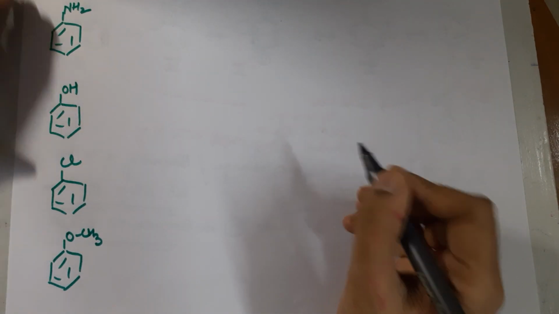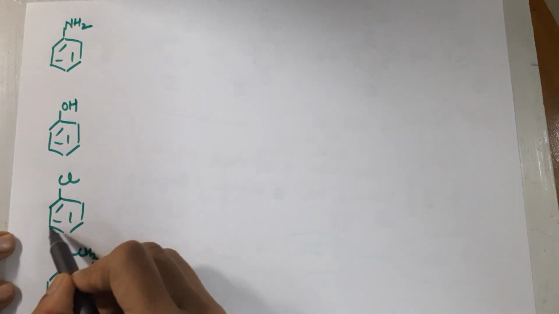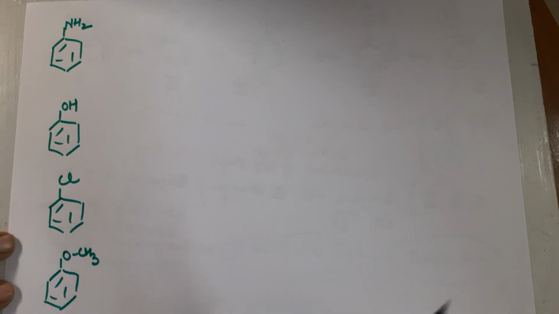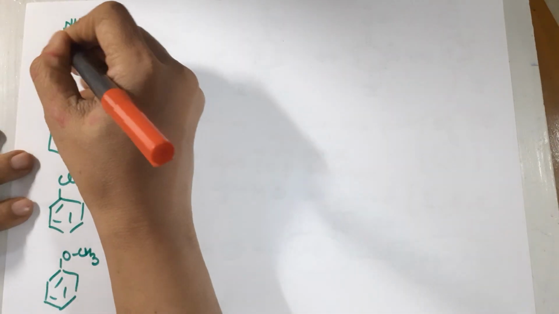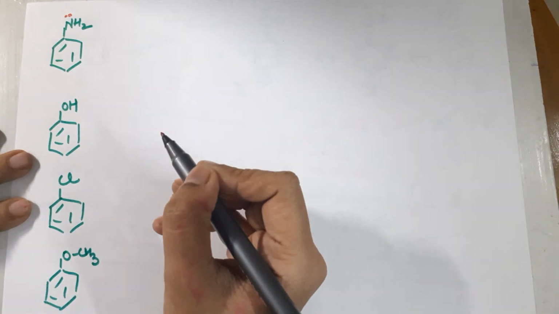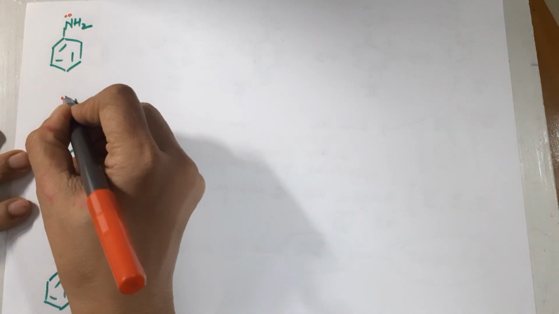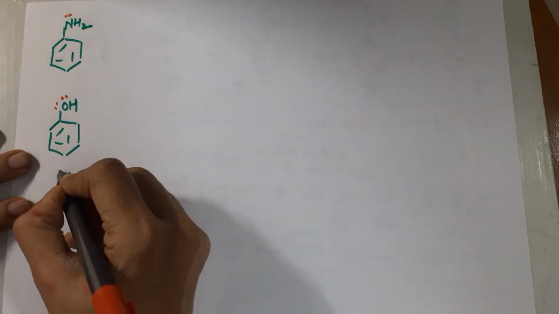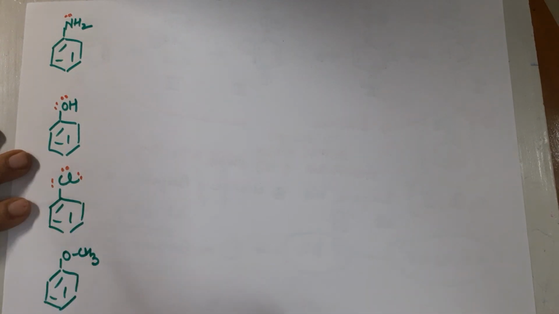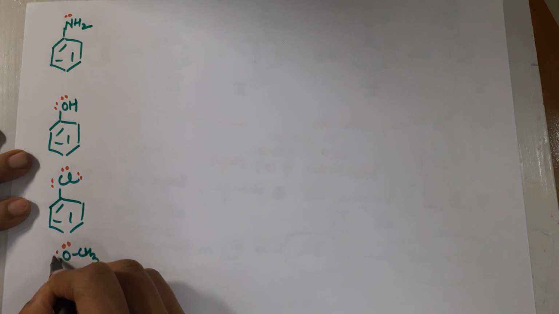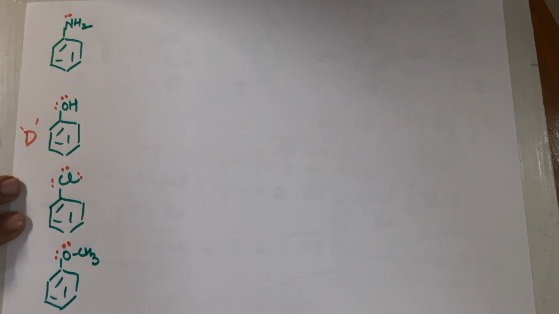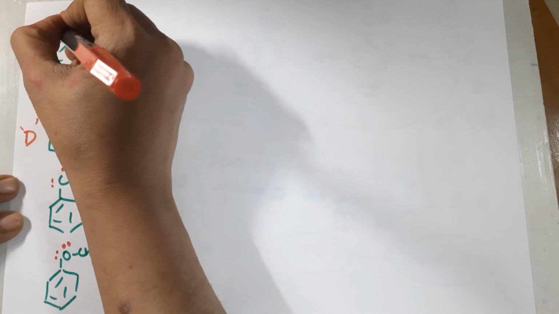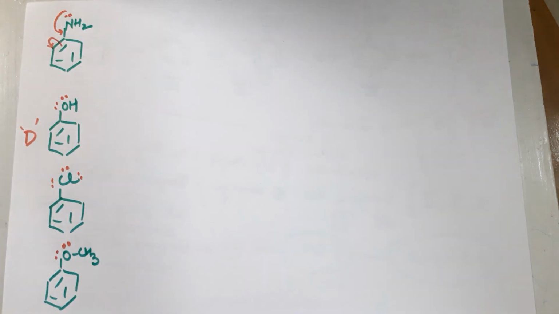Which means if you are now asked to draw the resonating structures for aniline, phenol, chlorobenzene or anisole, you do not need to worry. The reason is the atom attached to benzene has a lone pair. Here the atom attached to benzene has 2 lone pairs. Here the atom attached to benzene has 3 lone pairs. Here the atom attached to benzene has 2 lone pairs. So, all of them fall under the category of the donor group which we just did. So, what you would do is this lone pair will be used up here and this bond will break. So, what do you end up with?